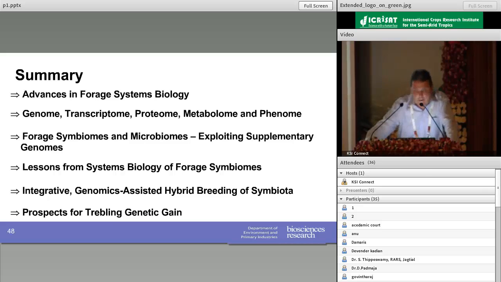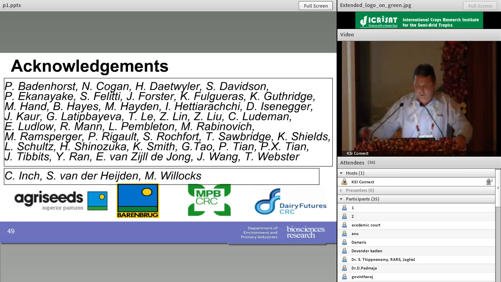So finishing, I tried to give you some examples of advances in forage systems biology from genome, transcriptome, metabolome, and phenome perspectives, and the perspective of starting to consider the need to exploit supplementary genomes and not focus exclusively on the genome of the target host plant. There are lessons from systems biology of plant symbiomes and prospects for significantly improving genetic gain through integrative genomic-assisted hybrid breeding. And to finish, acknowledging the team that has been involved and the funding bodies. Thank you very much for your attention.